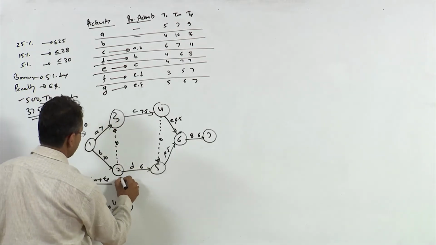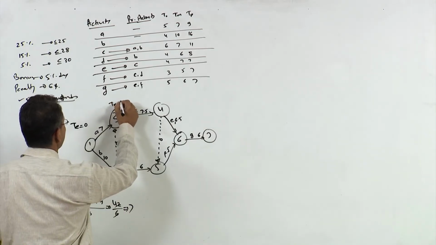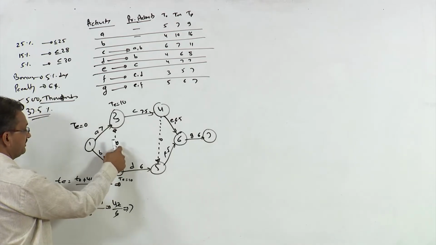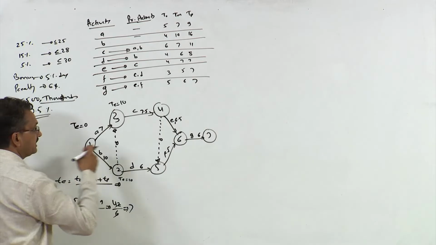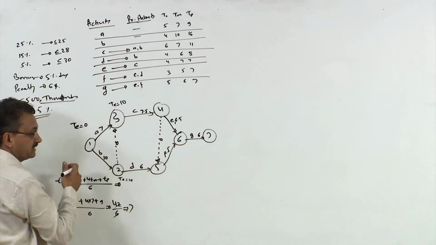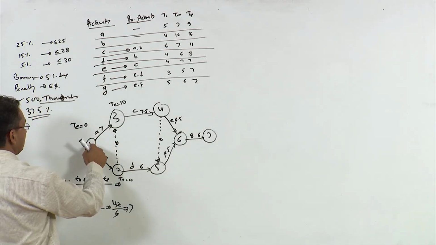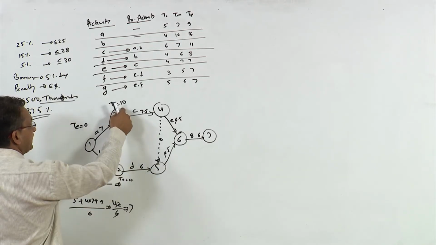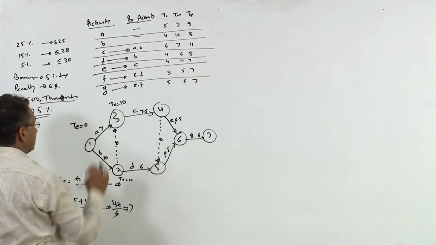For this, T is 10. Why 10? Because of this dummy activity. As I said, we need to calculate T in the forward pass, and we take the maximum value. From this particular node, T would be 7, and from here it would be 10. So, we will take the higher value. We have selected 10.